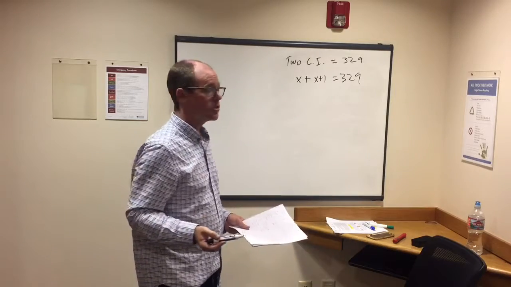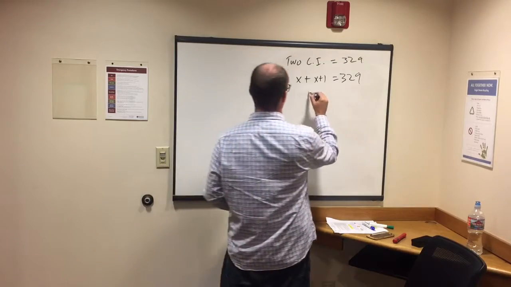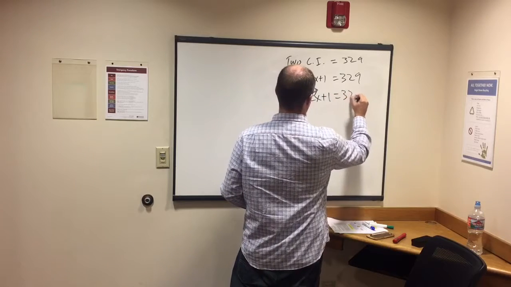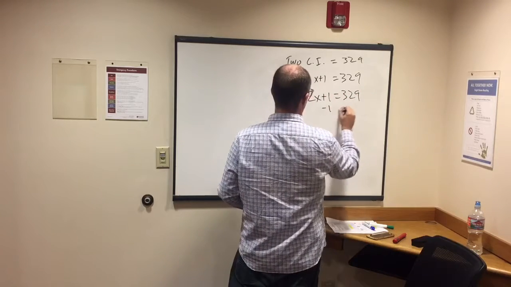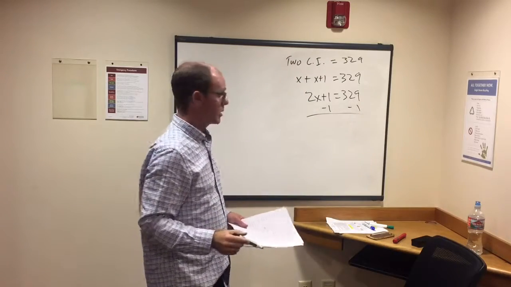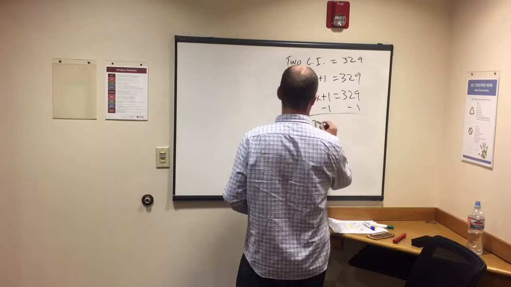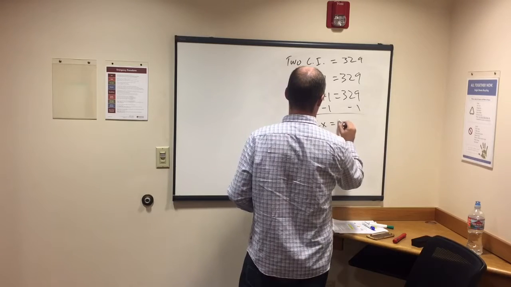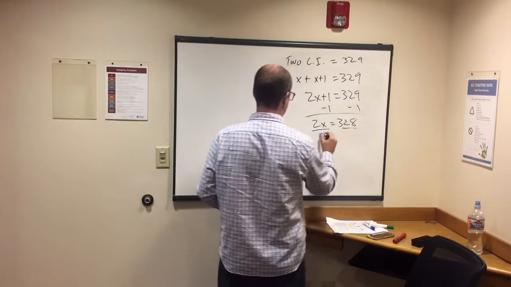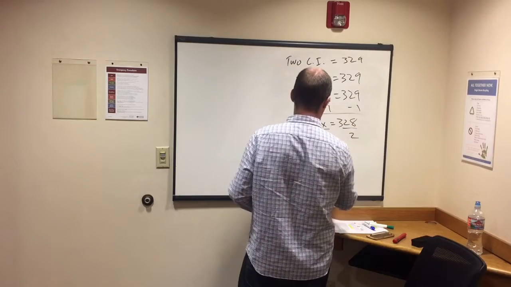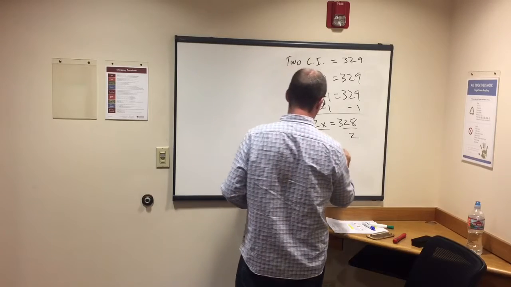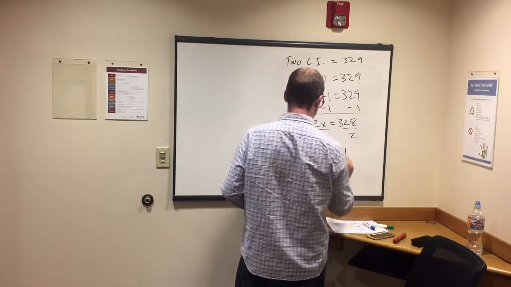And then from here we just solve it. We have 2x plus 1, x plus x equals 2x, equals 329. Subtract 1 from both sides. 2x equals 328. Divide each side by 2, and x equals 164.